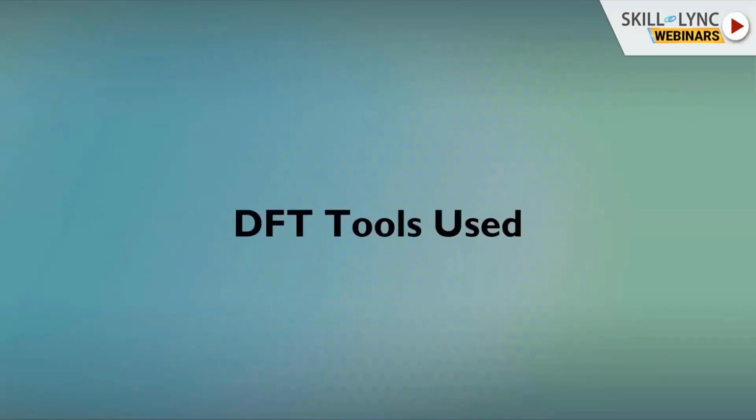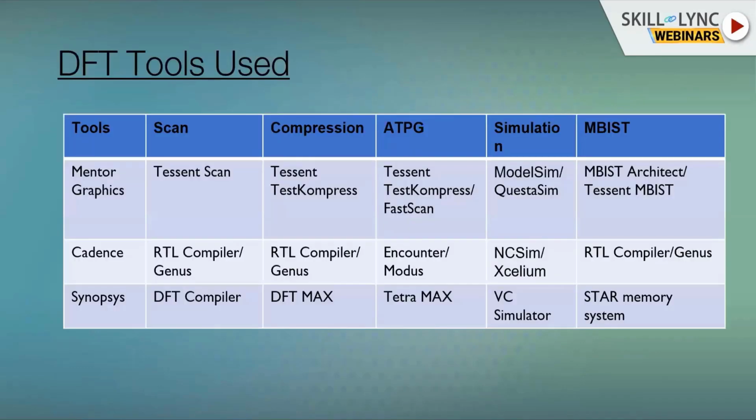In the next slide, I'll be showing the different DFT tools that are industrially used. Here, the major vendors of the tools are Mentor Graphics, Cadence, and Synopsys. So for each technique, that is scan, compression, ATPG, simulation, and MBIST, each company follows its own type of tools. Maybe Intel might use Mentor Graphics tools. Some other company, like Texas Instruments, uses Cadence tools. So it basically depends on the companies. It can be a little bit different.